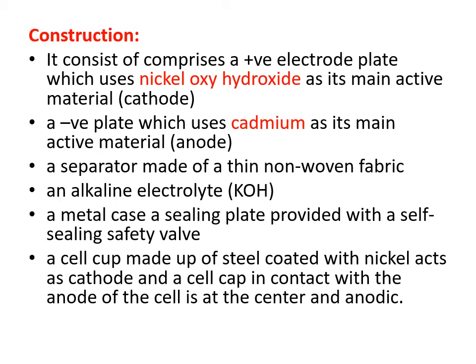A cell cup made up of steel coated with nickel acts as the cathode, and a cell cap in contact with the anode of the cell is at the center and is anodic. The two electrodes are separated by absorbent material with 6 molar KOH as electrolyte. The discharging and charging reactions of the NiCd cell are reversible.